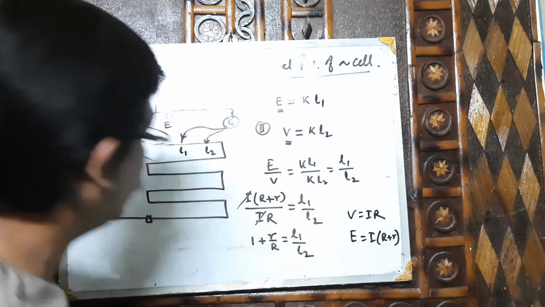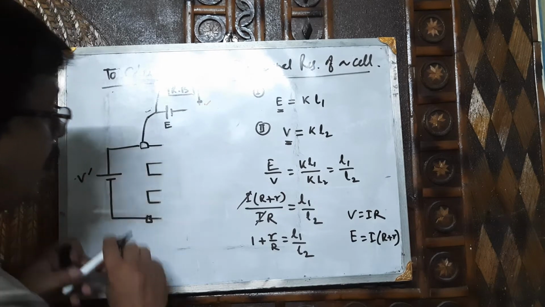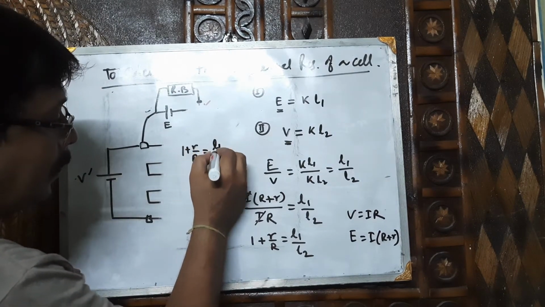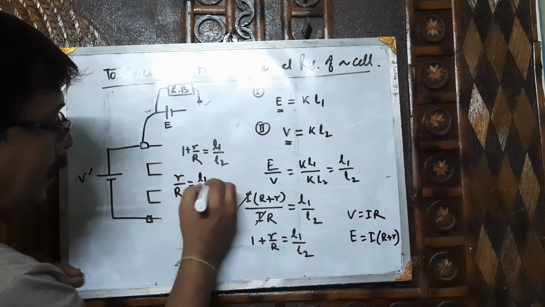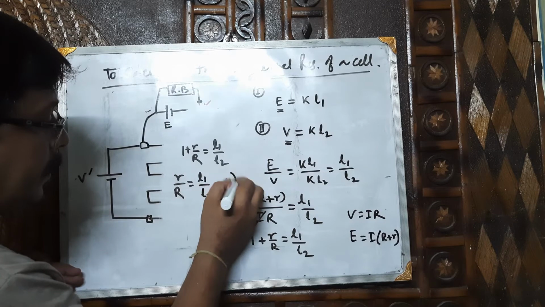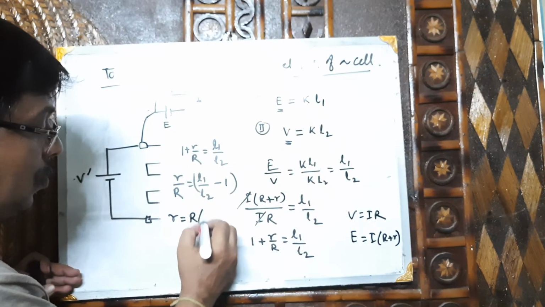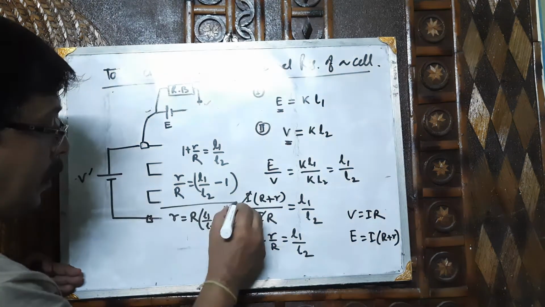Now let me rub this section so that you can get the value from here. So it is (R plus r) by R is equal to L1 by L2. So from there, r by R is equal to L1 by L2 minus 1. Or directly, r is equal to R into (L1 by L2 minus 1). This result will give you the internal resistance.